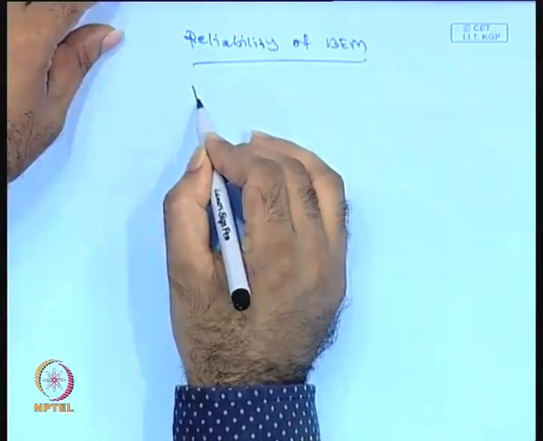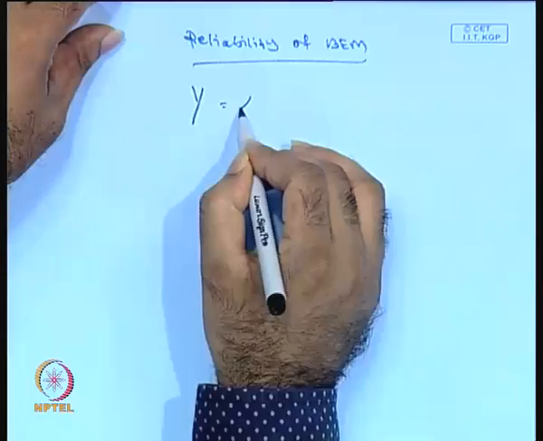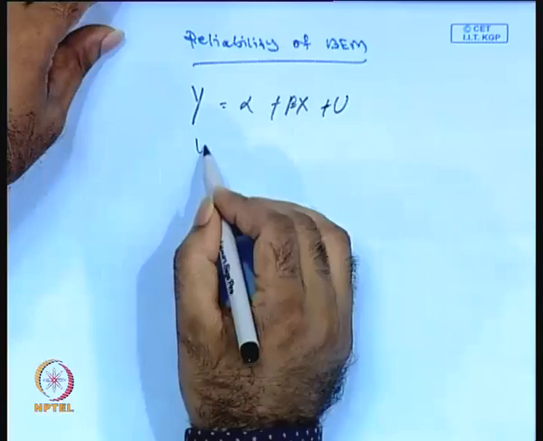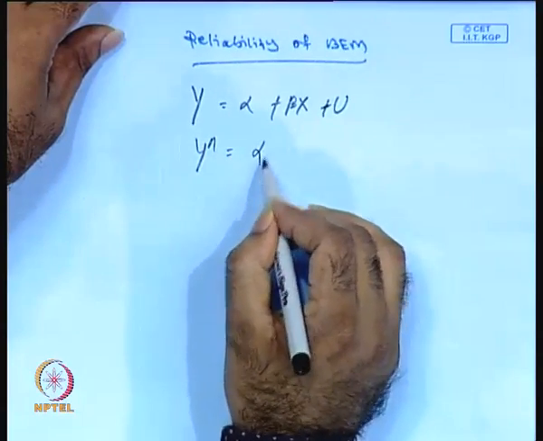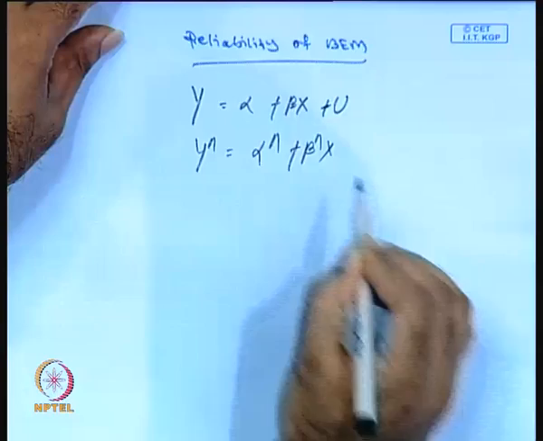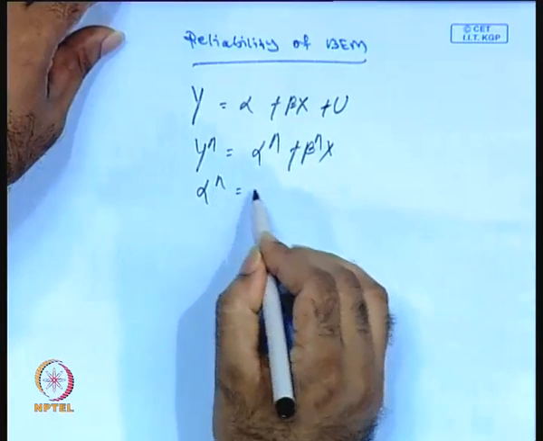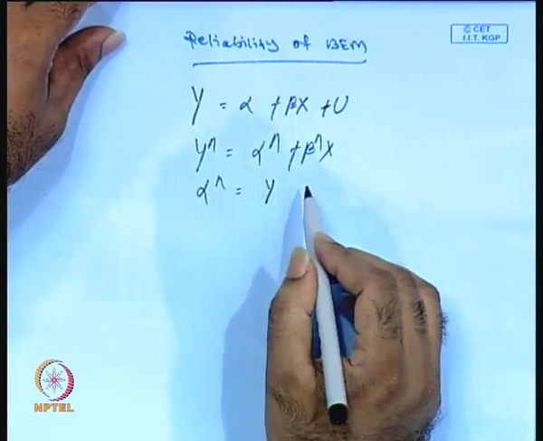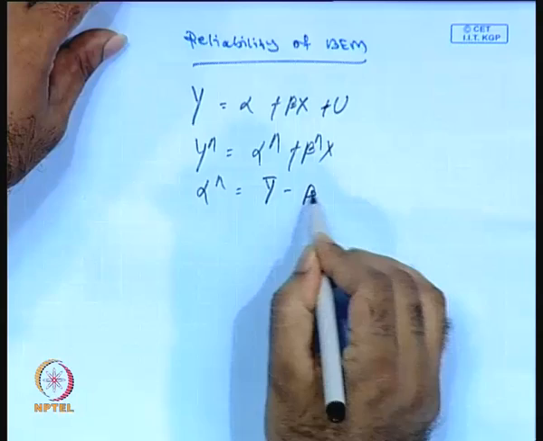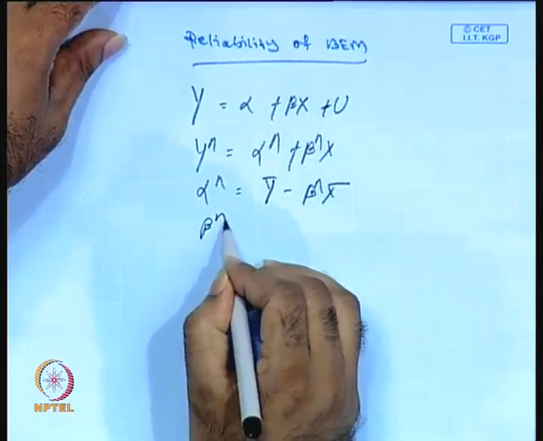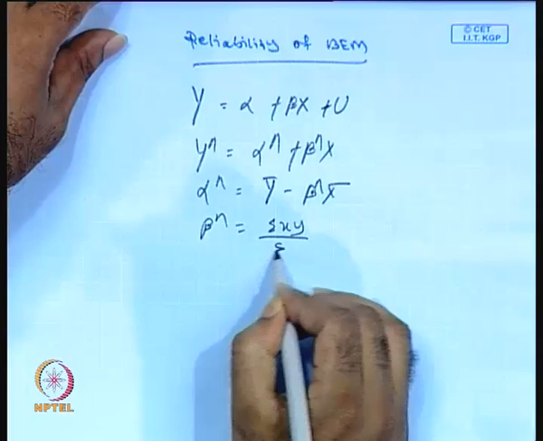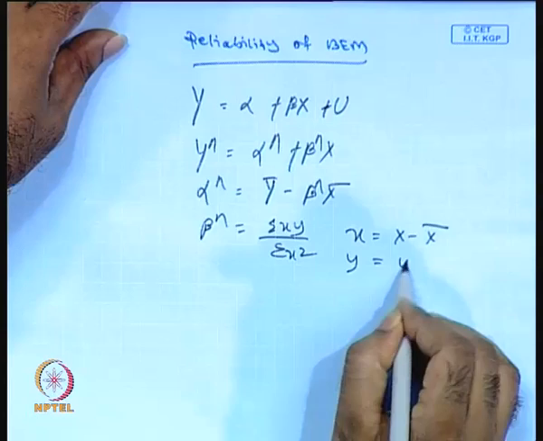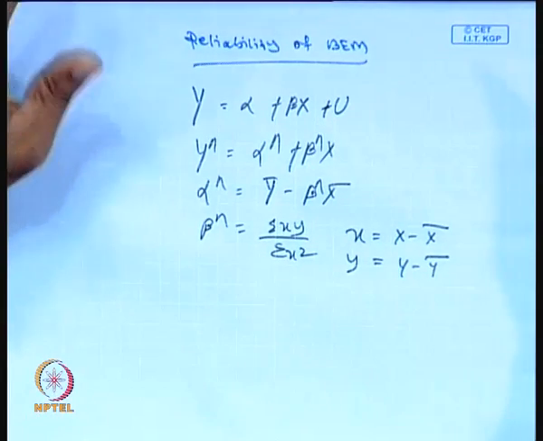For bivariate models with respect to y and x, y equals alpha plus beta x, and we have to introduce the error term u. The estimated model is y hat equals alpha hat plus beta hat x, where alpha hat equals y bar minus beta hat x bar, and beta hat equals summation xy by summation x squared, where x equals x minus x bar and y equals y minus y bar. This was our last class discussion.